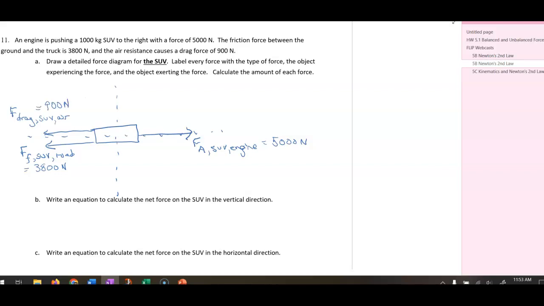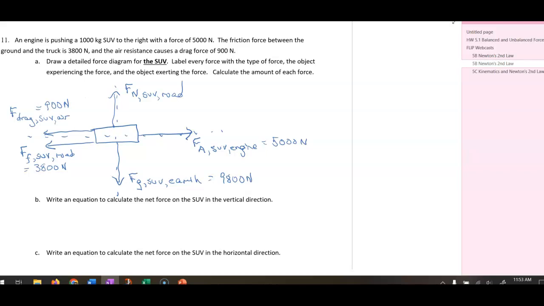Let's see. Oh, the weight of the SUV, that's the gravitational force being exerted by the Earth, and that's going to be 1,000 kilograms. That's the mass of the SUV times 9.8, so that's 9,800 newtons. And then there's a normal force. You know, the SUV is not falling through the road. The road supports the SUV.